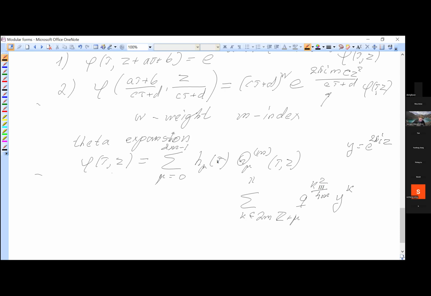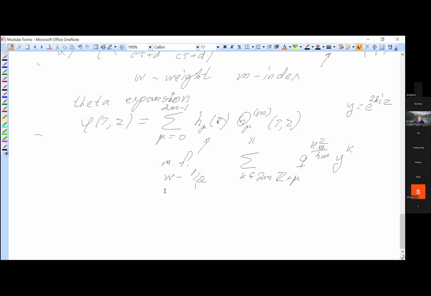So you see that any Jacobi form can be expressed as a finite sum of certain theta series with coefficients which are modular forms. These are vector valued modular forms of weight w minus 1/2, because the weight of this theta series is 1/2, so it compensates this minus 1/2. And so this is a very important property.